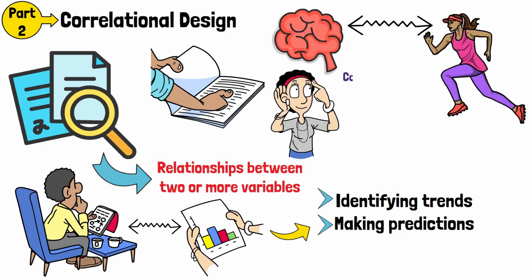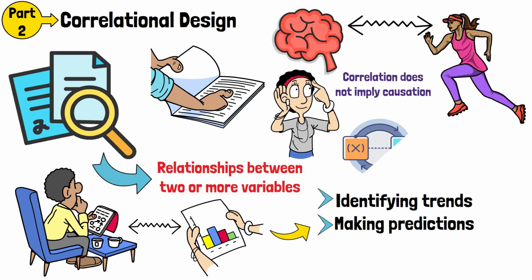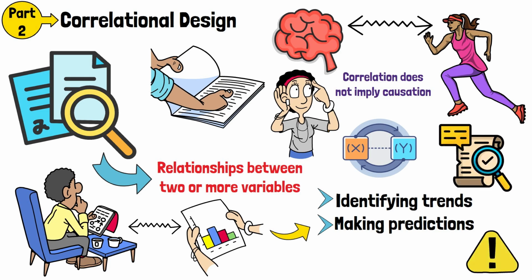It's critical to remember that correlation does not imply causation. External variables, or confounders, may influence the observed relationships, necessitating cautious interpretation.